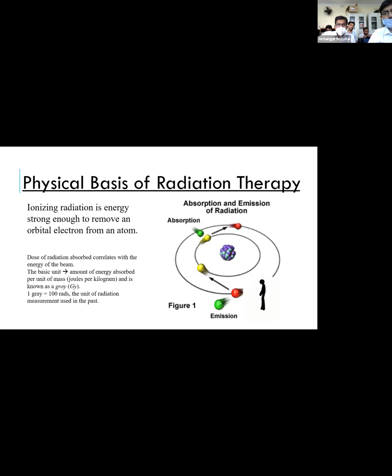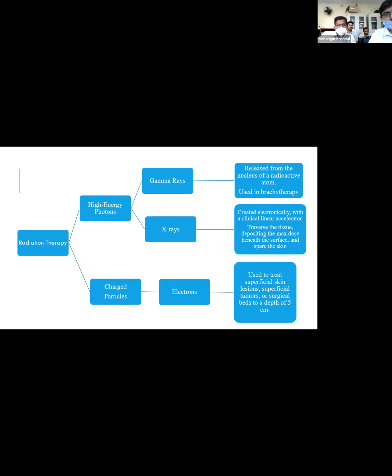Now, the physical basis of radiation therapy is that ionizing radiation is energy strong enough to remove an orbital electron from an atom. As we can see here, by the absorption of the ionizing radiation, the electron is removed from the orbit of the atom. Now, the dose of the radiation absorbed correlates with the energy of the beam, and the basic unit is gray. Radiation therapy that is imparted currently is in the form of either high energy photons or charged particles. High energy photons are usually in the form of gamma rays and X-rays.